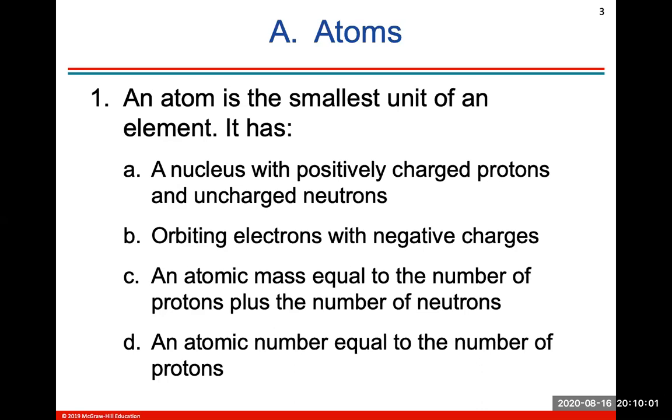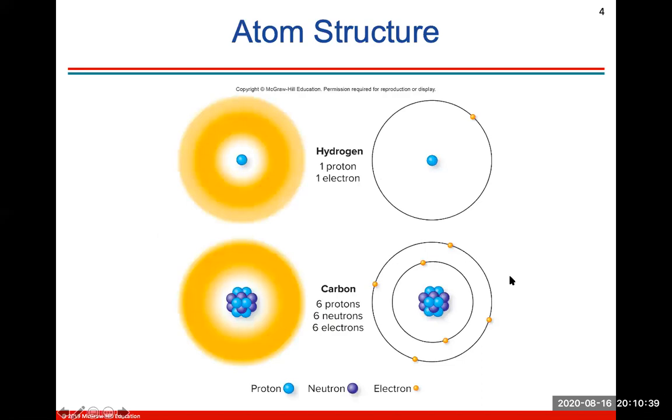It's the smallest unit of an element. The nucleus has protons, which are positively charged, and uncharged or neutral neutrons. Orbiting electrons have the negative charges. An atomic mass is equal to the number of protons plus the number of neutrons, and an atomic number is equal to the number of protons. You should know everything on this slide: the basic understanding of an atom, what's in the nucleus, what surrounds it, what the charges of each of the particles are, and what atomic mass and atomic number mean. This is a look at the protons and neutrons in the nucleus with the electrons circling it.